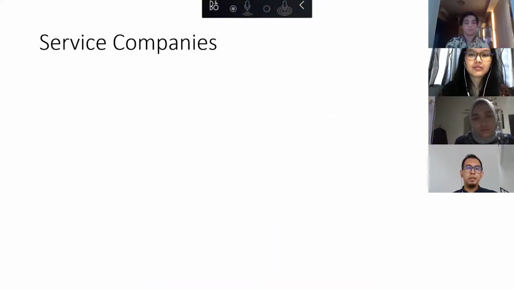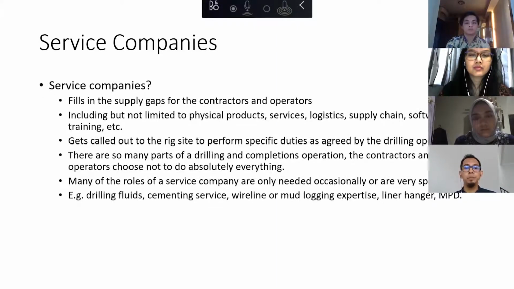And last but not least is the service company. Who is the service company? They are the people or entities that fill in the supply gaps between the contractors and the operators, including but not limited to physical products, services, logistics, supply chain, software, and training as well. They get called out to the rig from time to time to perform specific duties as agreed by the contractor and the drilling operator.